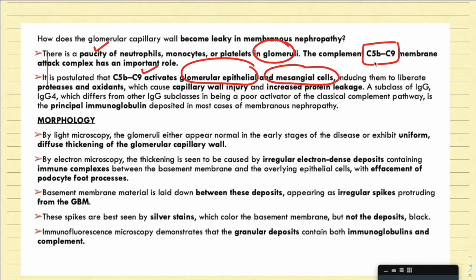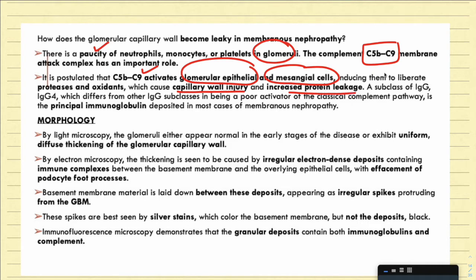They will be induced to liberate certain proteases and oxidants, which will cause capillary wall injury and increase protein leakage. So the glomerular capillary wall injury is basically mediated by the proteases and oxidants released by activated glomerular epithelial and mesangial cells as a result of complement activation secondary to antigen-antibody formation.